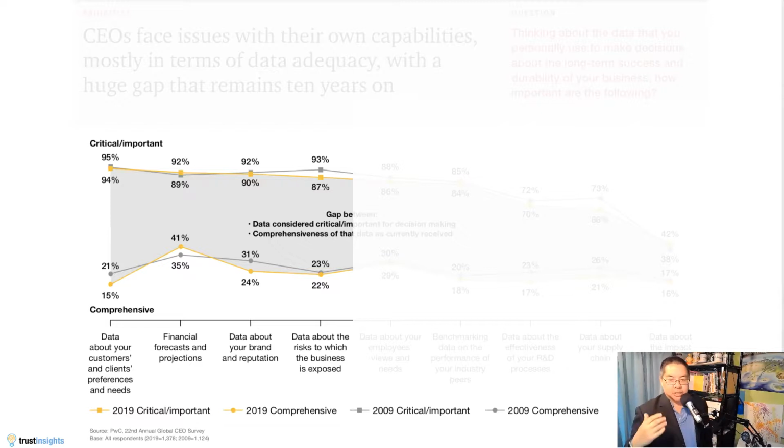Data about your customers and clients' preferences and needs, financial forecasts and predictions, data about your brand and reputation, and data about the risks to which your business is exposed. CEOs want to know what's likely to happen so that they can plan, so that they can mitigate risk, so that they can increase results.